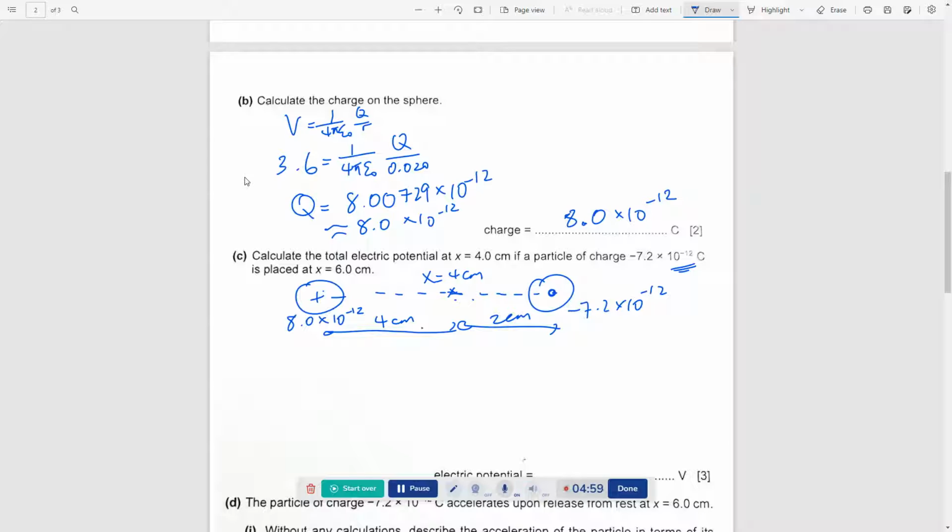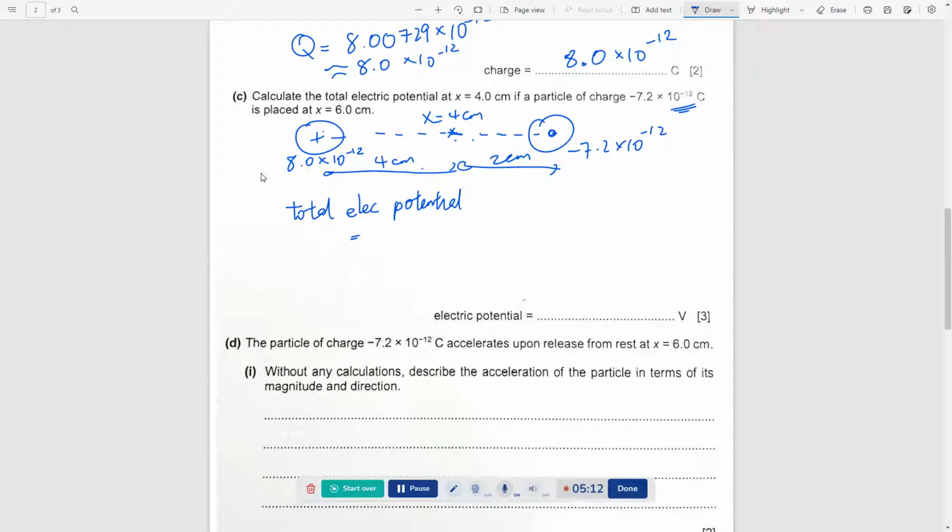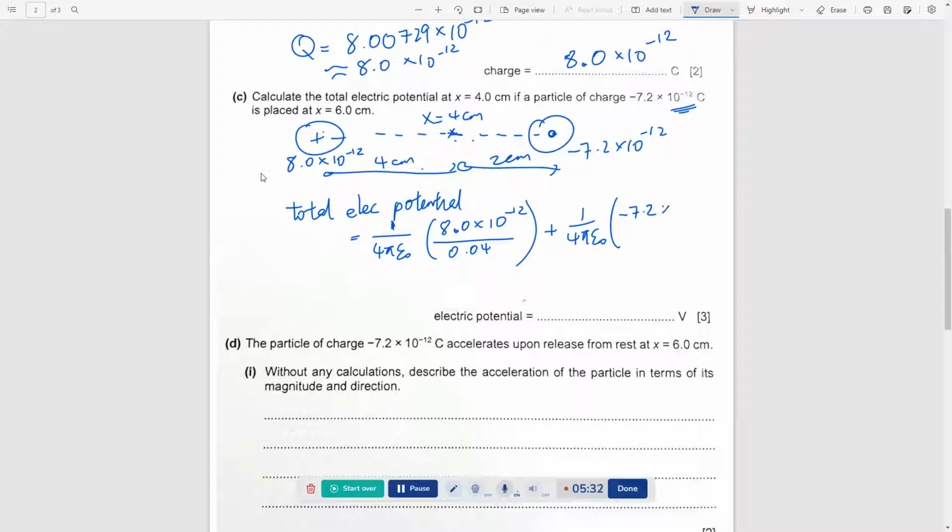Because potential is a scalar, we can just scalar sum them. The total electric potential equals 1 over 4 pi epsilon naught times 8.0 times 10 to the power of minus 12 divided by 0.04, plus 1 over 4 pi epsilon naught times negative 7.2 times 10 to the power of minus 12 over 0.02.